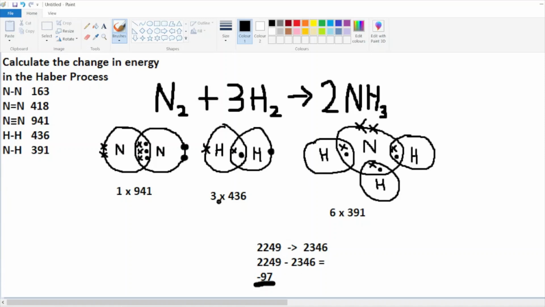So I know that took a while and it looks complicated, but I hope you can see that the method is really, really simple. As long as you know how to do your dot and cross diagrams, it's quite fun actually. You find the bonds that you need, you multiply them together. So here we had 1, here we had 3, here we had 6, because it's just a lot of counting, and then you use your calculator to figure it out. And yeah, it's not too hard.